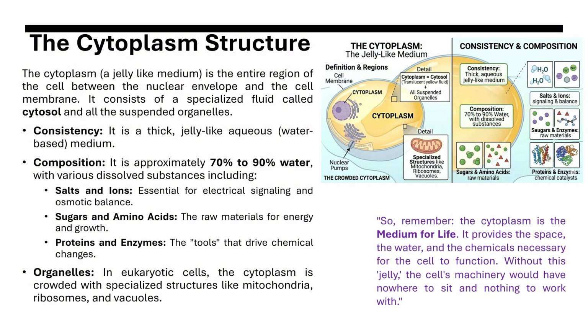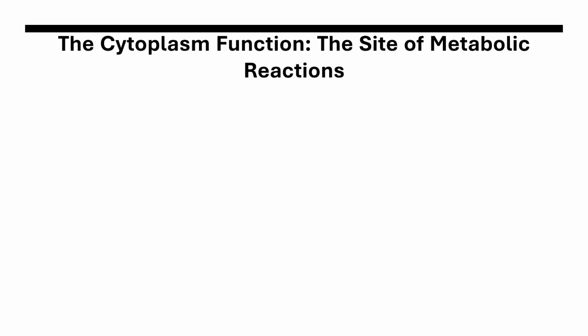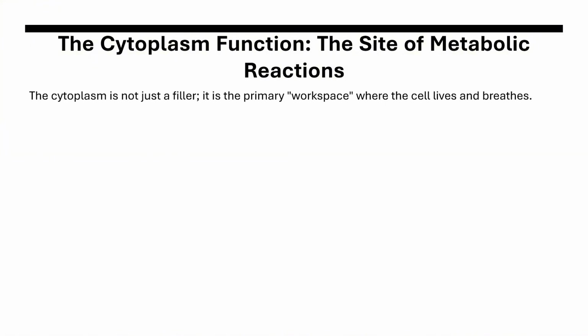It provides the space, water, and the chemicals necessary for the cells to function properly. And without this jelly-like medium, that is the cytoplasm, the cell's machinery would have nowhere to sit and nothing to work with. It is a very common mistake of students to think of the cytoplasm as just empty space or filler between the organelles. In reality, it is the primary workspace where the cell lives, breathes, and performs its daily functions.